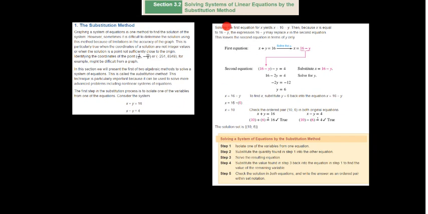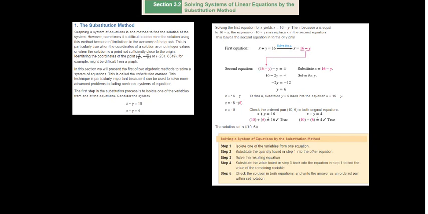Solving the first equation for x yields x is equal to 16 minus y. Then because x is equal to 16 minus y, the expression 16 minus y may replace the x in the second equation. This leaves the second equation in terms of y only. So the first equation we solve for x: x is equal to 16 minus y. So what we're going to do is substitute that value in for x in the second equation.